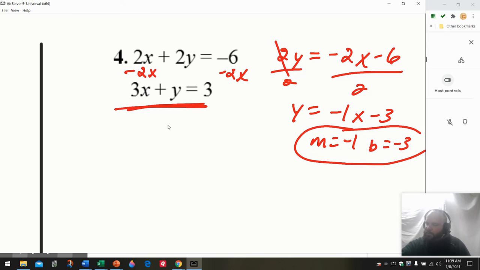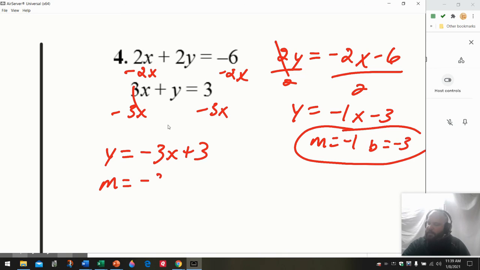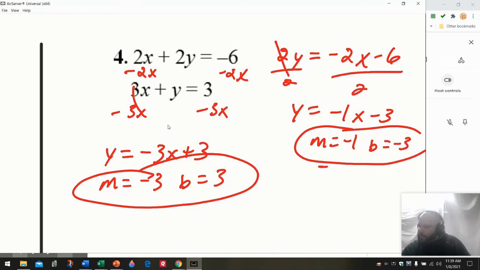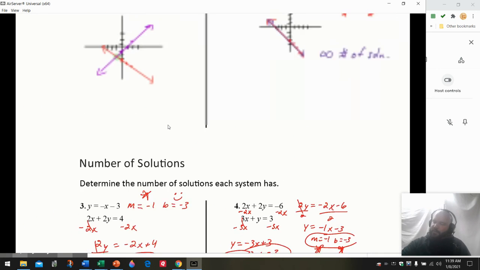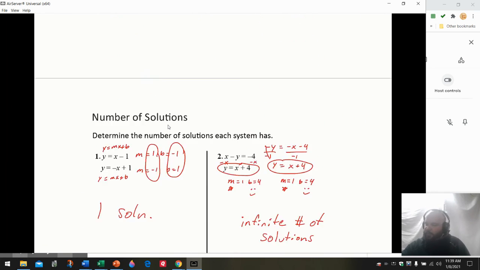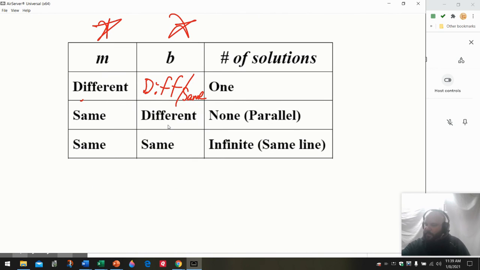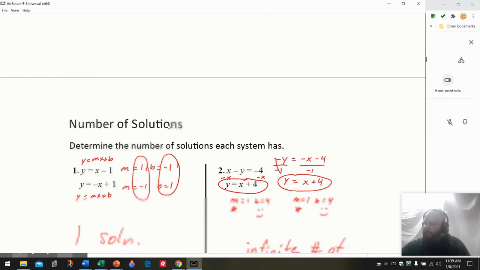Now for this second one, this one's a little bit easier. I just subtract 3x from both sides. And I get y equals -3x plus 3. Here m is -3 and b is 3. Now comparing those, the m's are different. The b's are different. So m's are different, b's are different. Going back to the table, m is different, b is different, there's going to be one solution. So that means the lines will intersect in one place.